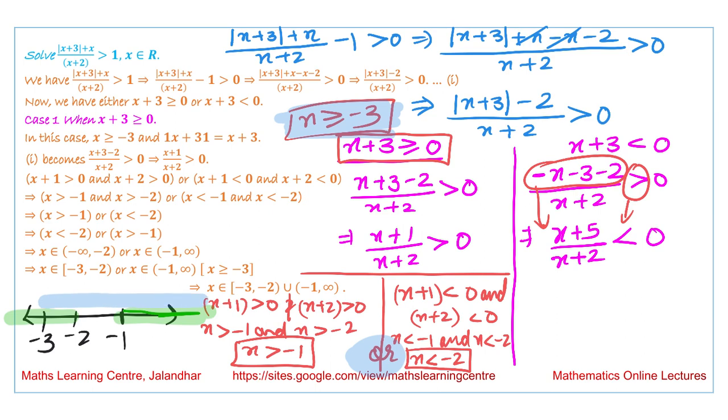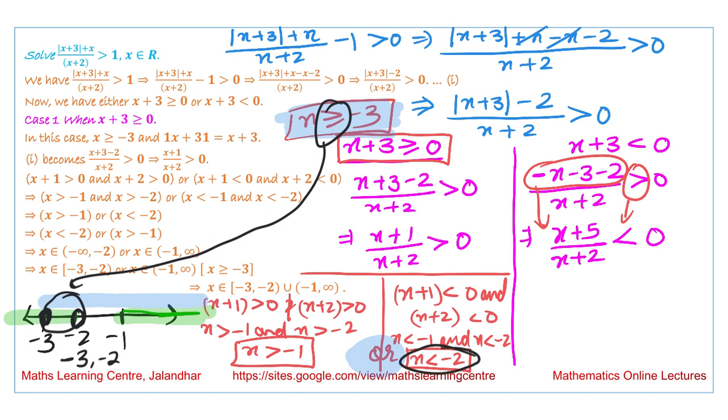So the common region we have over here is this portion, minus 3 to minus 2. Minus 3 is included, minus 2 is not included, union minus 1, not included, to infinity. And this is the answer we obtain in this first case.